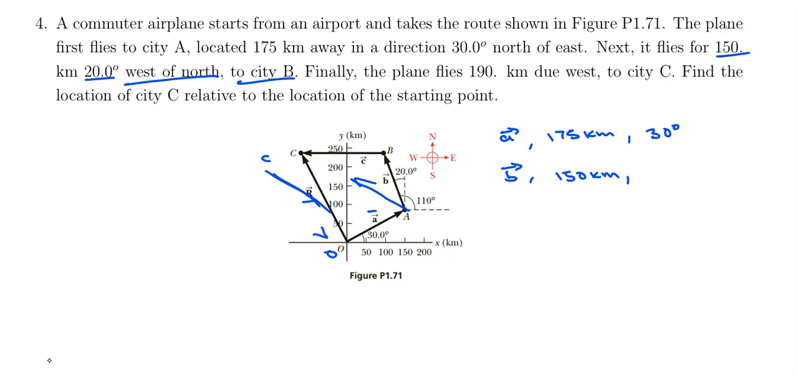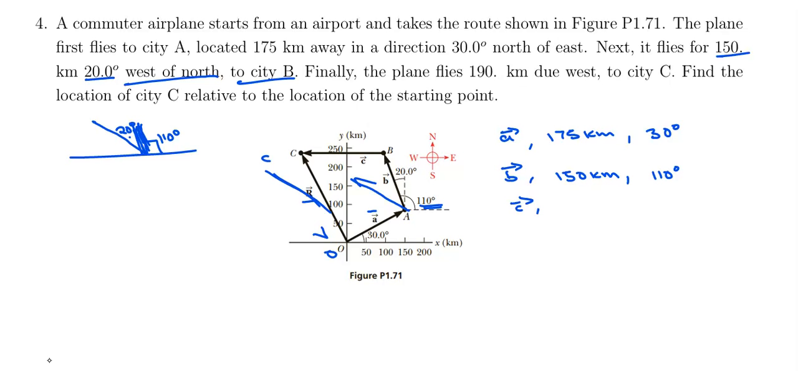Now, since we measure the angle relative to the x-axis, we will rate this to be 90 degrees, and this one is moving like this at 20 degrees. So 20 plus 90 is 110. This is the same 110 you see here. So we are going to have 110 degrees. What about vector C?